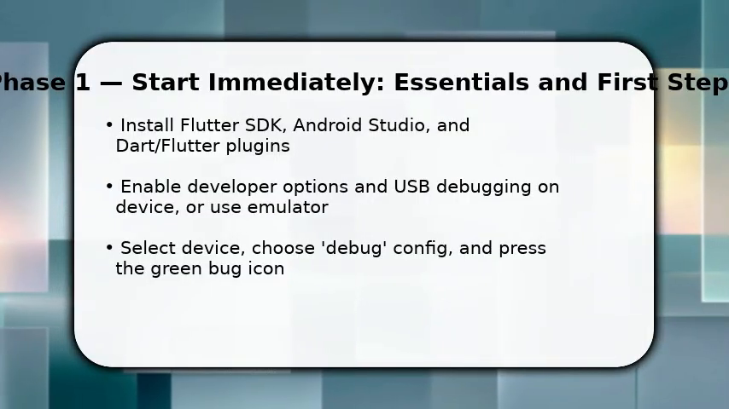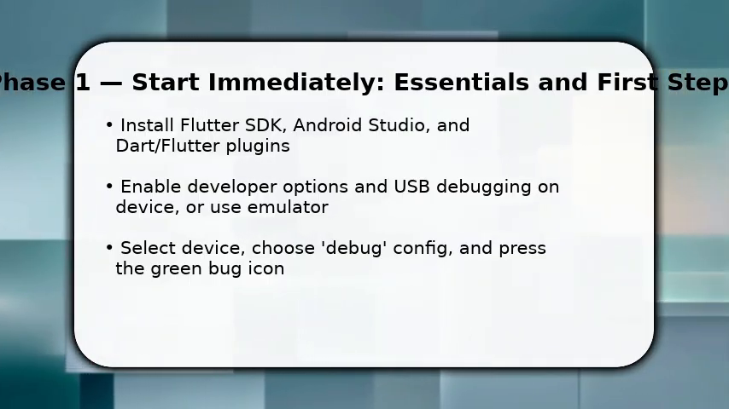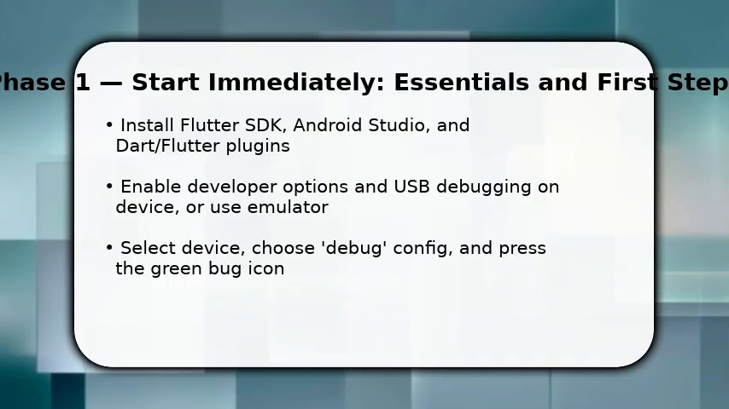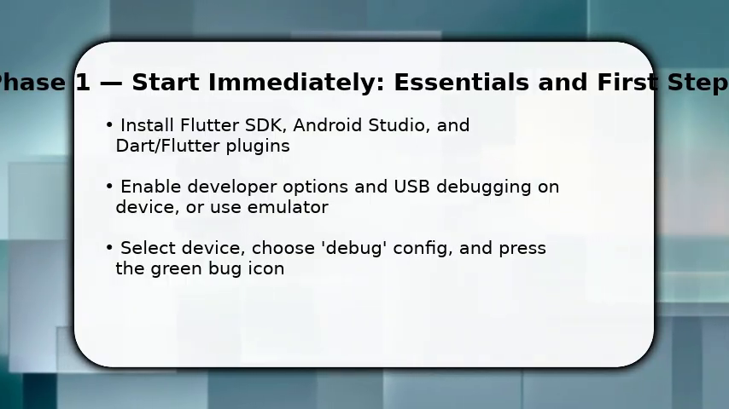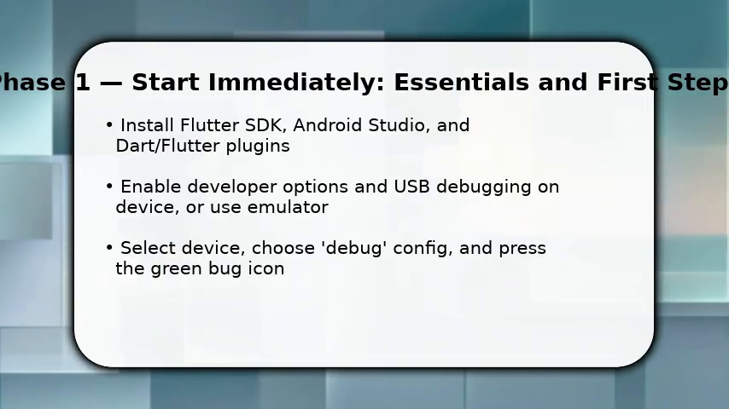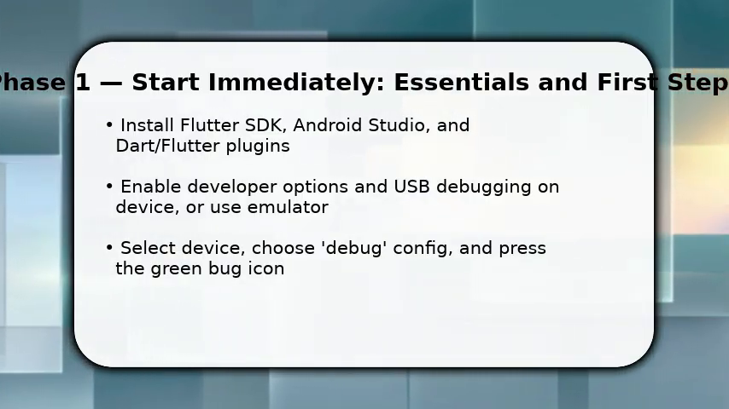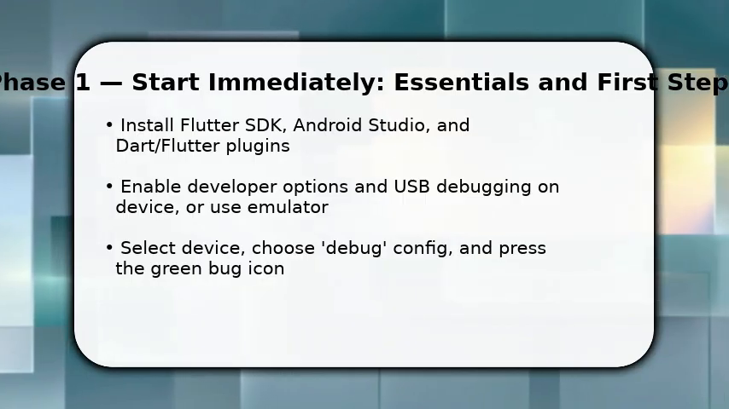You need the basics in place: Flutter SDK, Android Studio, and plugins. Make sure your device or emulator is connected. Once done, open your project and select the target device at the top right. Then pick the Flutter debug configuration and click the green bug icon to launch a debug session. You do this now so breakpoints and hot reload attach correctly.